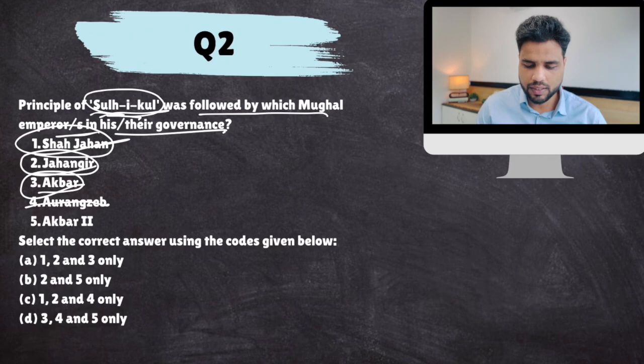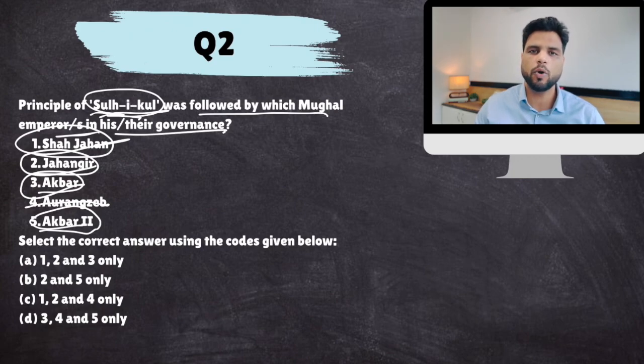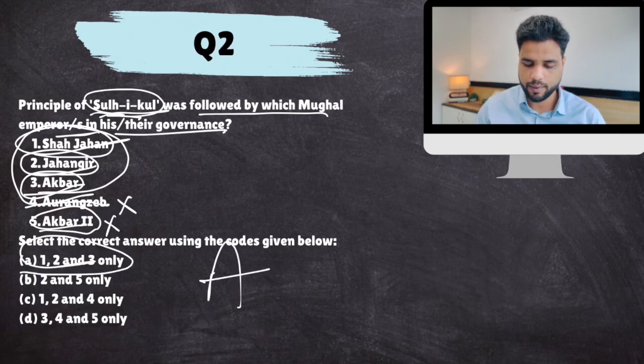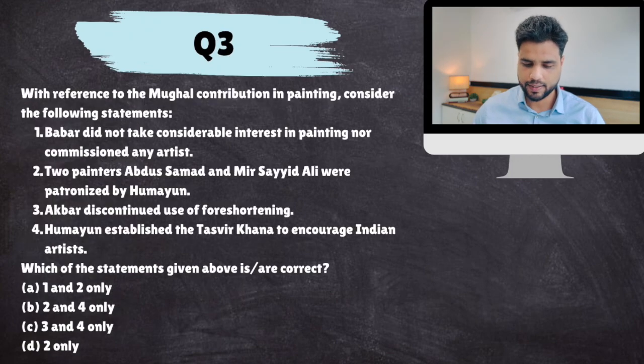And Aurangzeb's successors too, after Aurangzeb, the Sulh-e-Kul policy was abandoned. So it was just these three top emperors of the Mughal Empire who followed the principle of universal religious tolerance. So this is Shah Jahan, Jahangir, Akbar, 1, 2, and 3. Next. With reference to Mughal contribution in painting, consider the following statements.